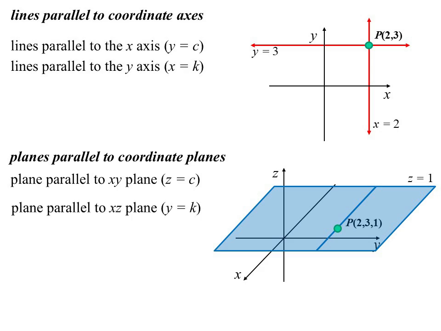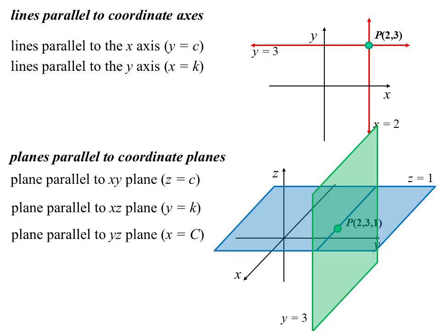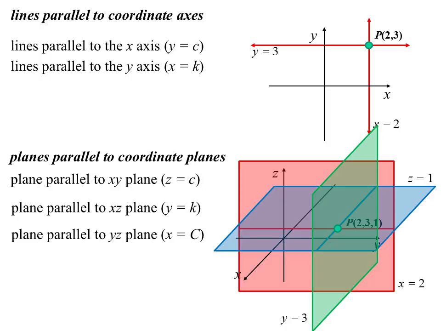If it was parallel to the xz plane, then it'll be y is equal to a constant. So it'll come down like so. And then if it's parallel to the yz plane, x would equal some constant. So it would come through down that way.